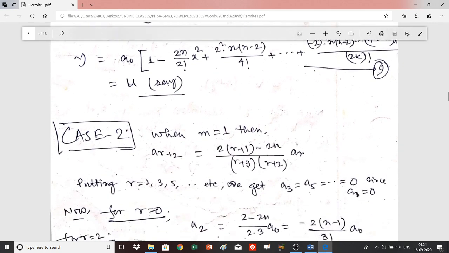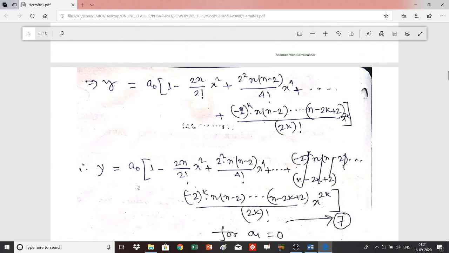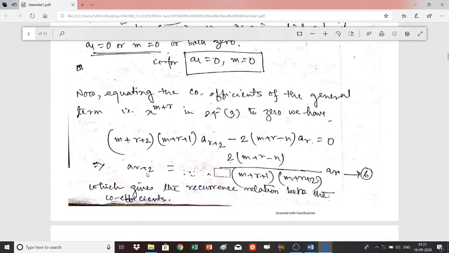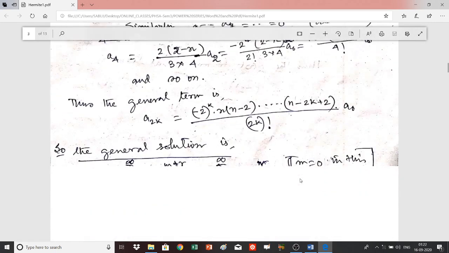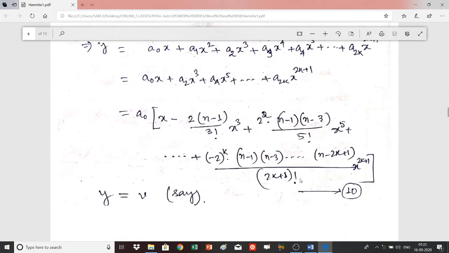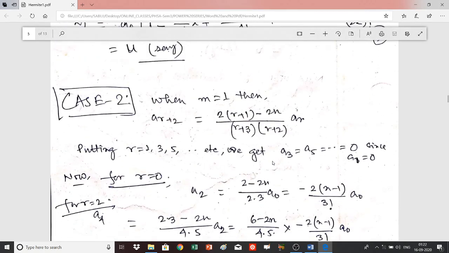However, if m is equal to 1, then from this relation, a(r plus 2) is equal to 2 into (1 plus r minus n) by (r plus 2) into (r plus 3) into ar. When m is equal to 1, a(r plus 2) is equal to 2 into (r plus 1 minus n) by (r plus 2) into (r plus 3) ar.